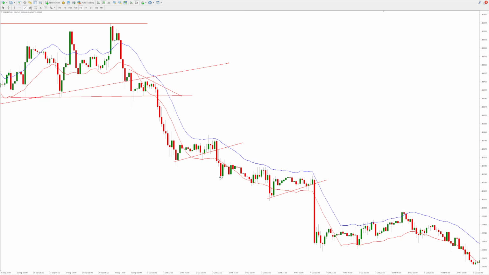We do actually have some pullbacks here. You can still take those ones as well. See this pullback here, breakout, that support then becomes resistance here. Same again: support, pullback, continuation, market making these lower highs.